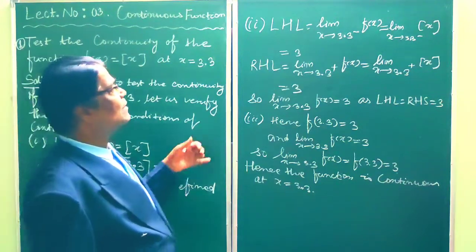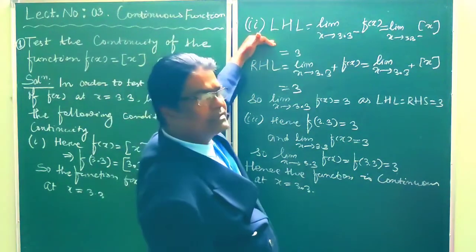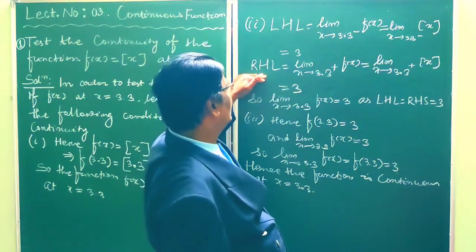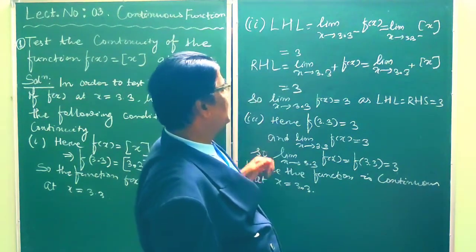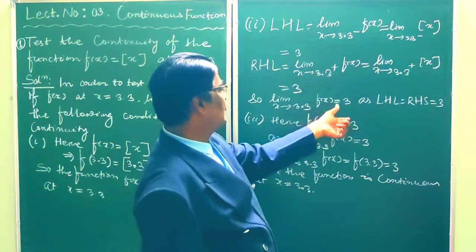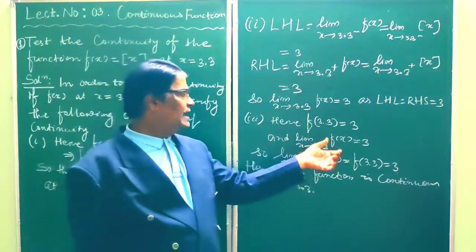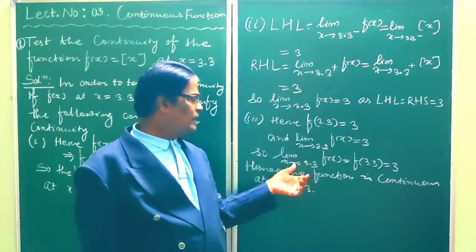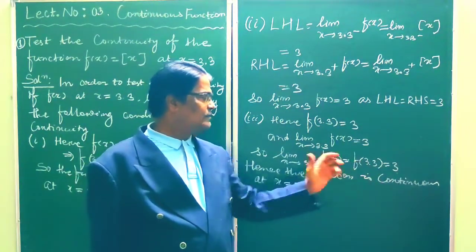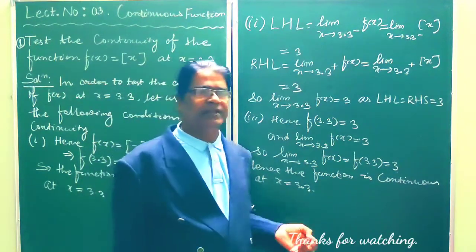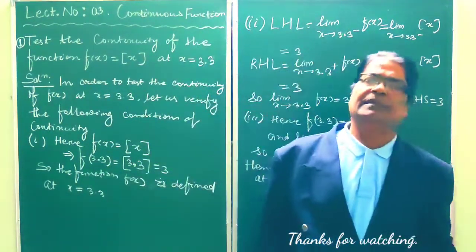The limiting value that we are getting separately, the left hand limit is equal to 3, the right hand limit is also 3. Limiting value of the function is coming here 3. Now the functional value is 3 and the limiting value is 3. Therefore the limiting value of the function equals the functional value. Hence the function is continuous at x = 3.3.